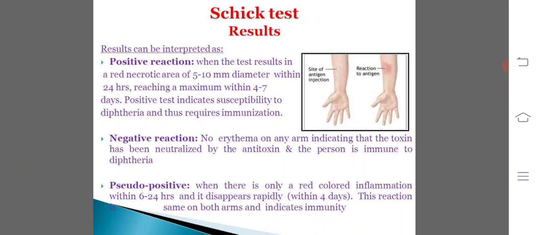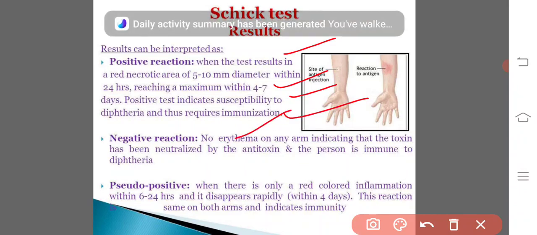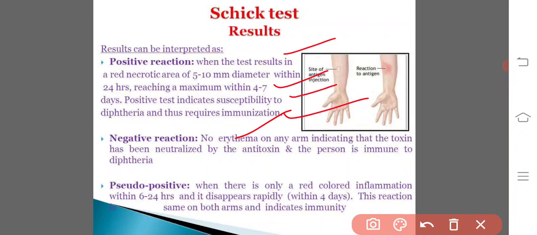And how to interpret the results of the Schick test? A positive reaction is when the test results in a red necrotic area 5 to 10 mm in diameter within 24 hours, reaching a maximum within 4 to 7 days. A positive test indicates susceptibility to diphtheria and thus requires immunization. A negative reaction is where there is no erythema on any arm, indicating that the toxin has been neutralized by the antitoxin and the person is immune to diphtheria.